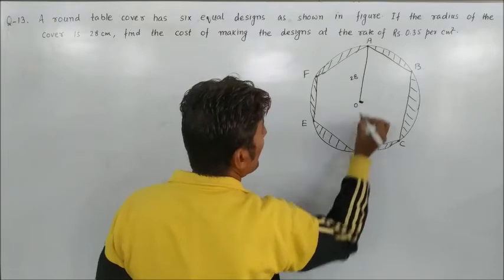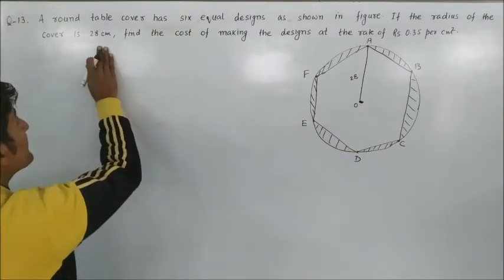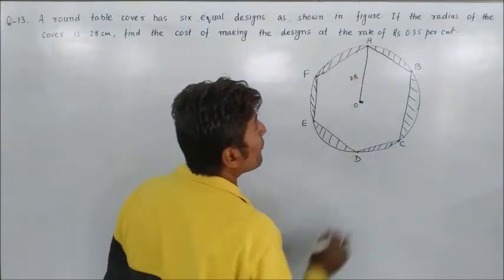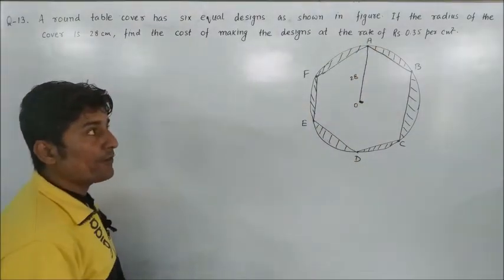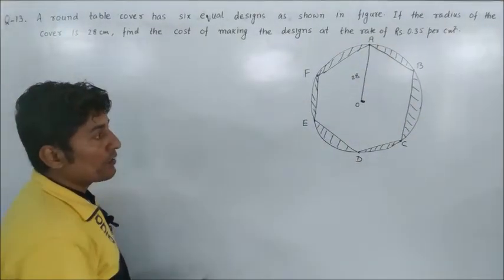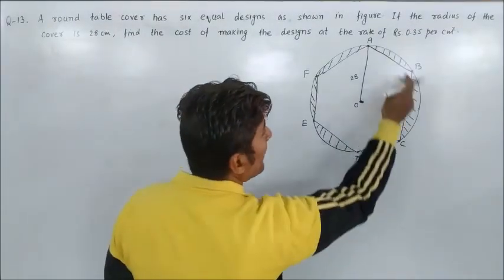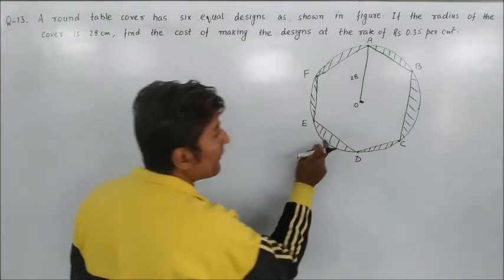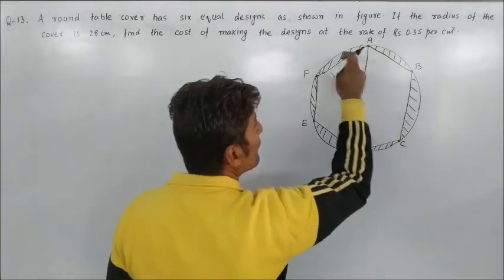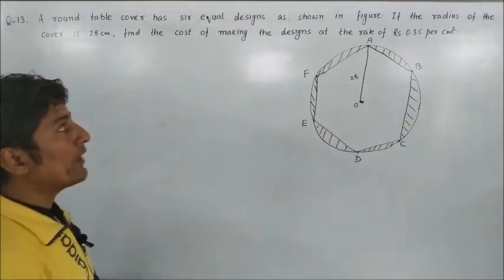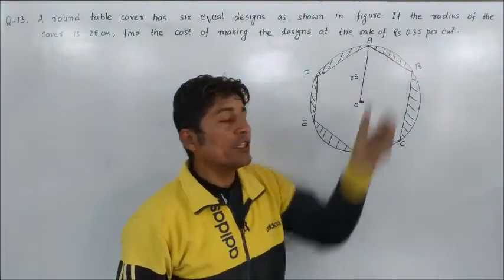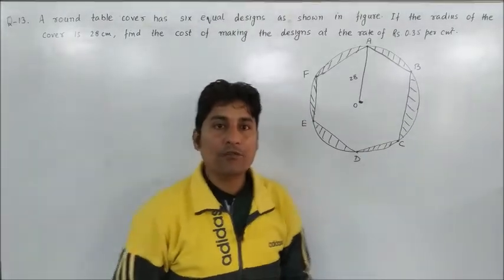Suppose the center of the circle is O and the radius is given as 28 centimeter. Find the cost of making the design at the rate of rupees 0.35 per centimeter square. The designs are made at the edge of the circle. There are 6 equal designs. This is the very first design, second, third, fourth, fifth and sixth design. We have to find the cost of making the design at the rate of rupees 0.35 per centimeter square.